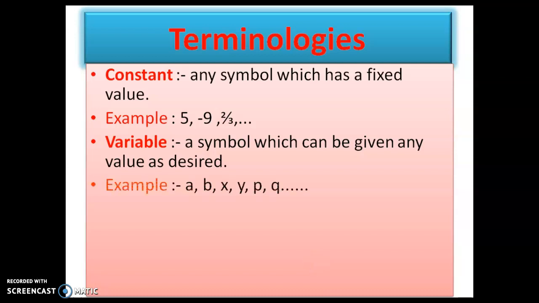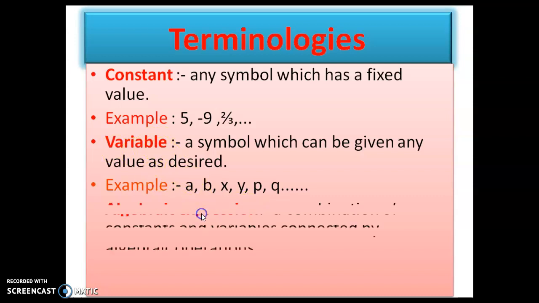Then variable: a symbol which can be given any value as desired. Like a, b, x, y, p, q, all these are variables. In a particular problem, these variables can take many values, not a constant value. They will take any value. That's why it is called a variable.